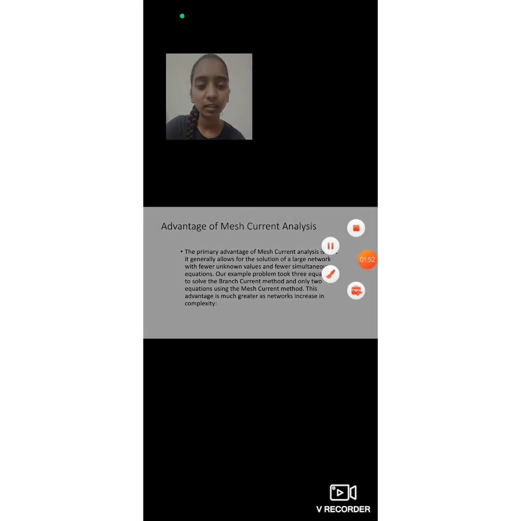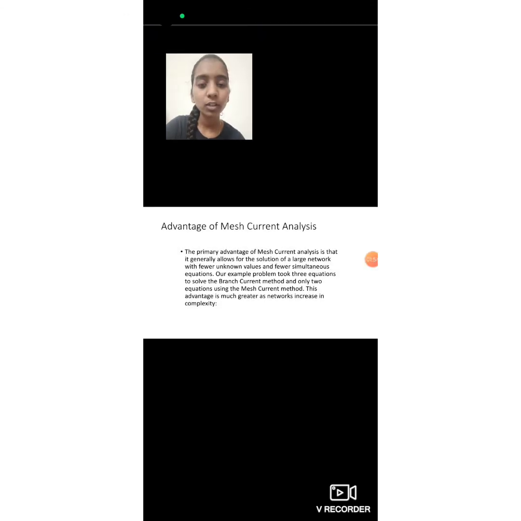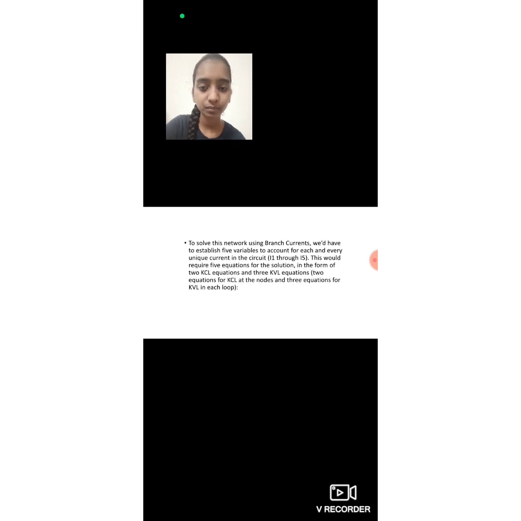Advantages of mesh current analysis. The primary advantage of mesh current analysis is that it generally allows for the solution of a large network with fewer unknown values and fewer simultaneous equations. Our example problem took three equations to solve with the branch current method and only two equations using the mesh current method. This advantage is much greater as network complexity increases.